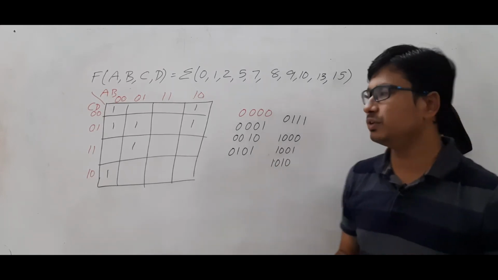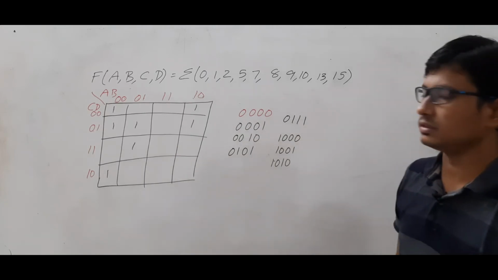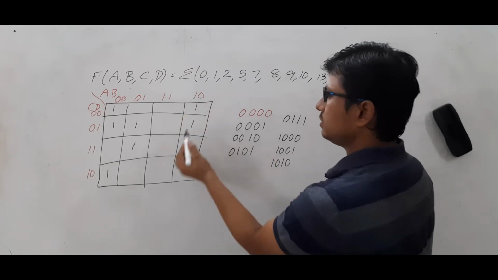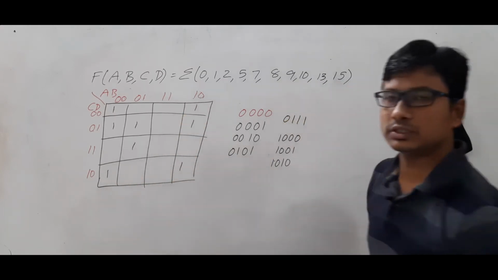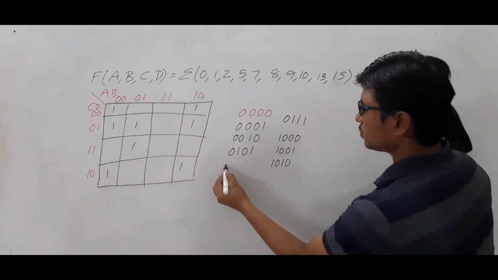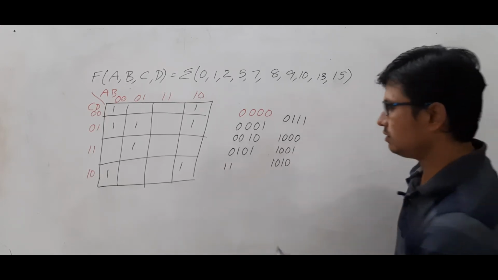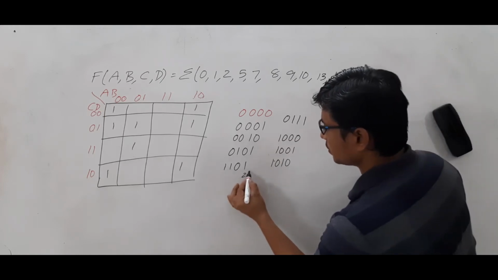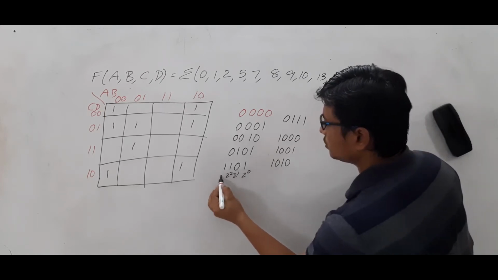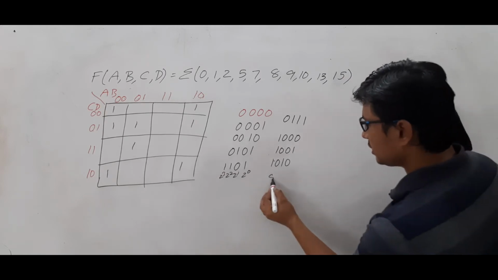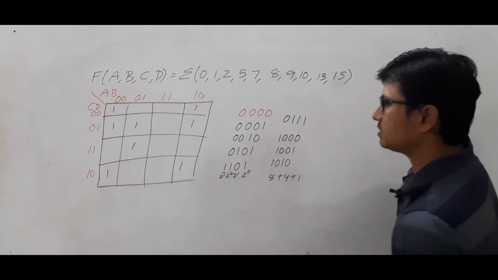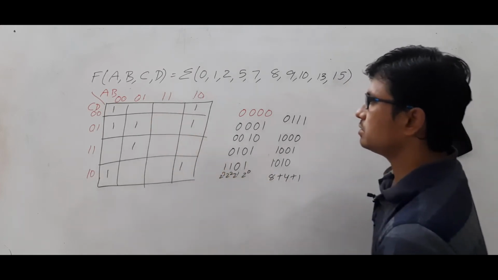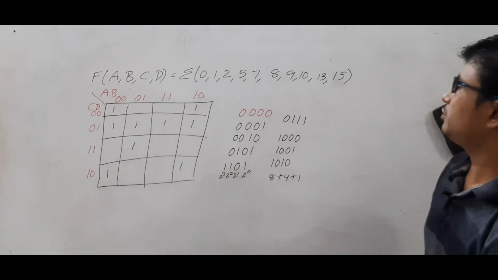You can even pause the video and fill all the min terms in the K-map. 1 0 1 0, so this is the position. Now 13. 13 is what? 8 plus 4 is 12, and 1 is 13, because these are 2 power 0, 2 power 1, 2 power 2, 2 power 3. So 8 plus 4 plus 1 is 13, which is 1 1 0 1. This is the position.